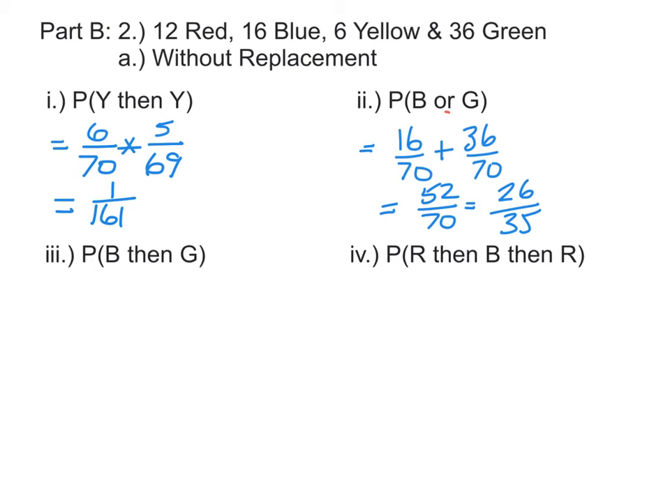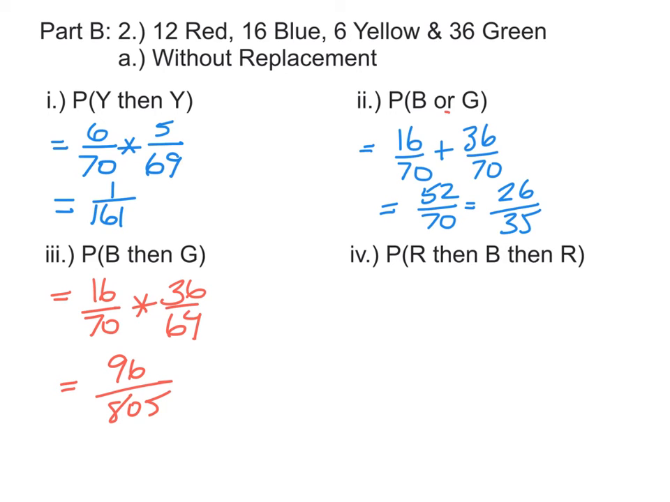Back to multiplying. When we want to find the probability of a blue and then a green, first we'll take a blue out, which would be 16 out of 70. And then that means we'll multiply by a green. Well, there are 36 greens in the jar. However, we took one blue out, so there's not 70 in there anymore. Now there's 69. And when we multiply those two together, we should get 96 out of 805.